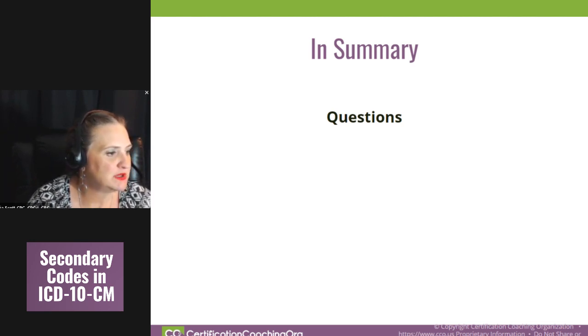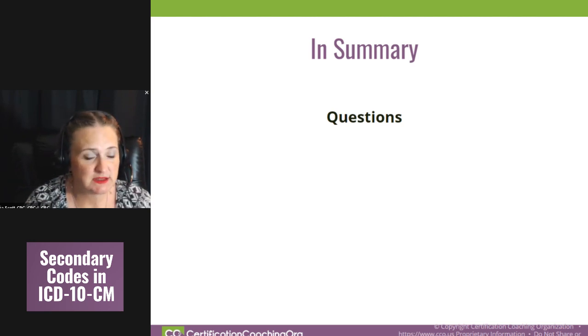What about prediabetes? There's a code for prediabetes. And it isn't a secondary condition. You don't have prediabetes as a secondary diabetes. So prediabetes will not fall under the E08, E09, or E13. Okay.